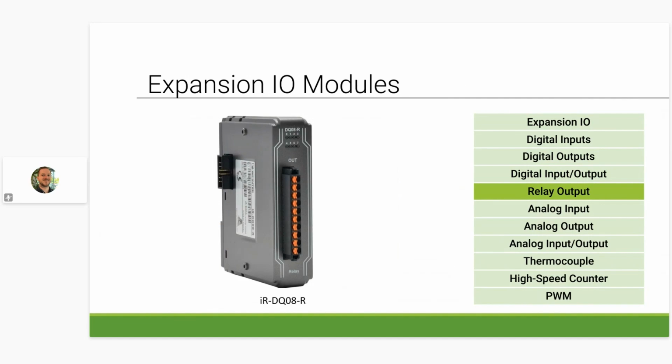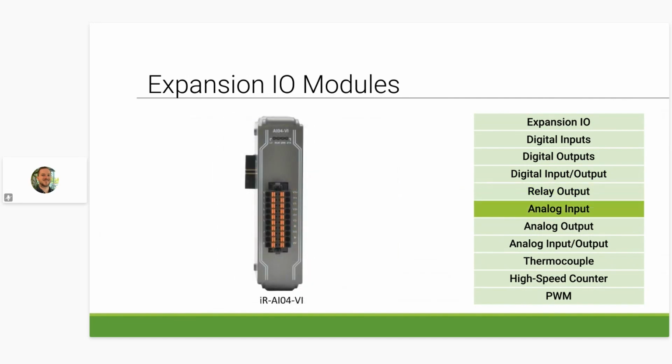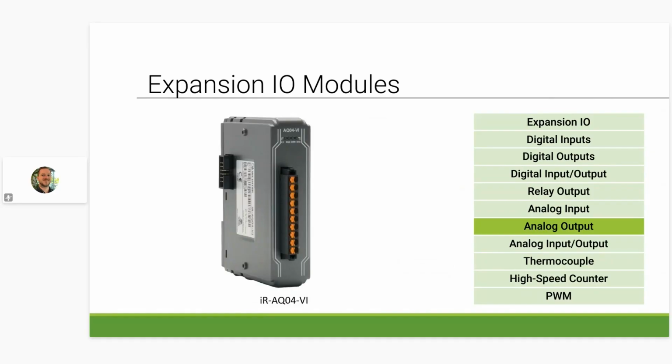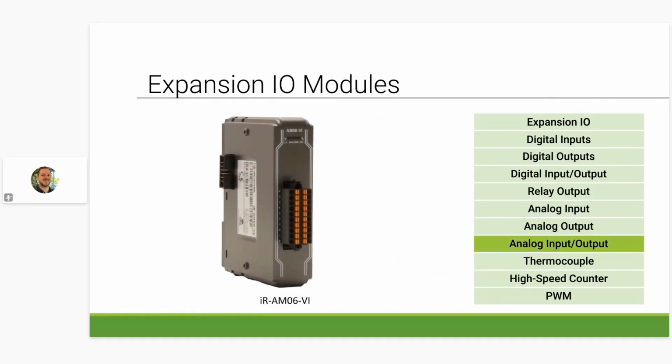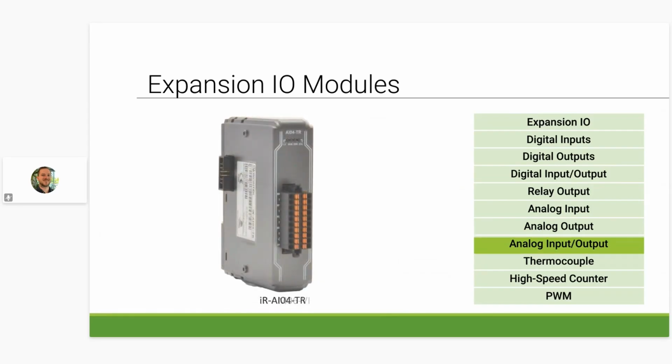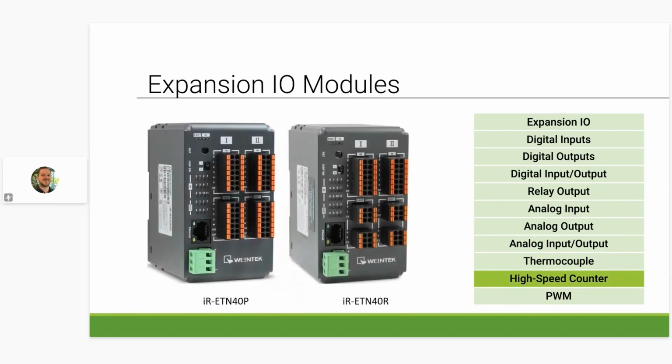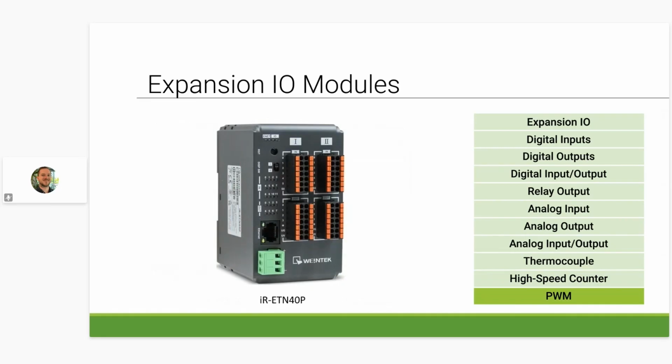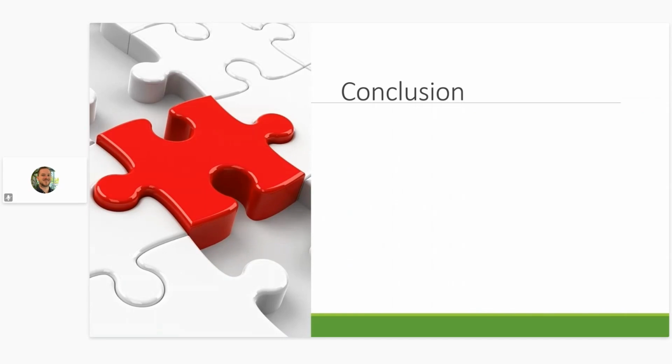For analog I/O, we offer analog input, analog output, as well as a combination of both analog input and output. In addition to standard analog input and output, we also offer an expansion module compatible with thermocouples. Our IR ETN40P and R couplers have built-in I/O already on them, and with that, we also offer high-speed counter implementation. In addition to that, the IR ETN40P also offers PWM, or pulse width modulation. That all but does it for our presentation today.